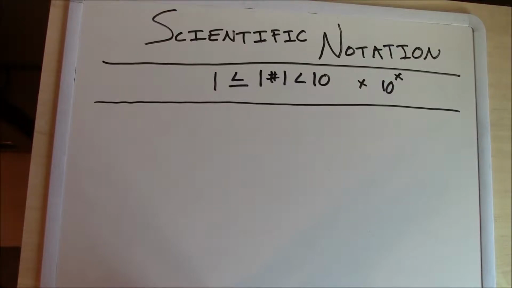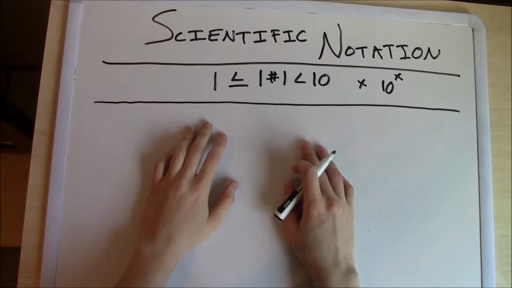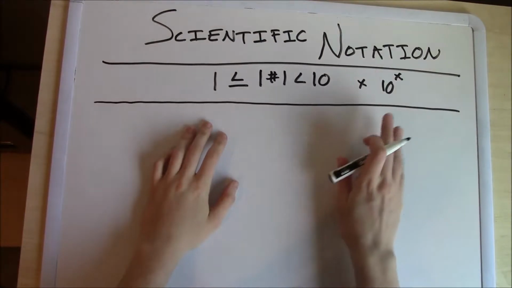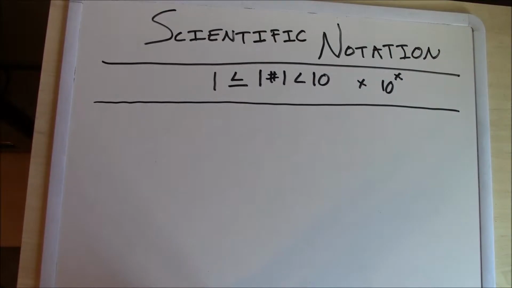Scientific notation. Scientific notation is when you rewrite a really small or really big number into a simpler form, and that simpler form is scientific notation. It can be noted by a number between 1 and 10 times 10 to some exponent, and the exponent can be negative or positive. So what does that mean?